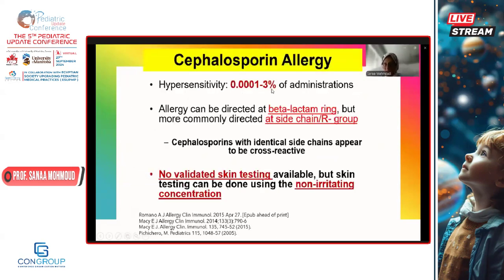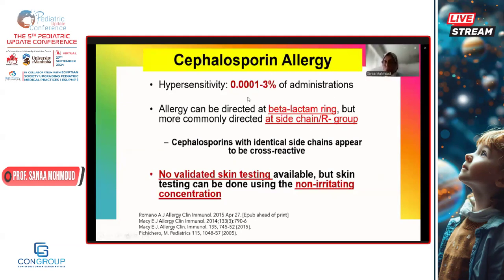With cephalosporin, the hypersensitivity is less, 0.01 to 3%, and can be to the beta-lactam or the side chains. There are two side chains in the cephalosporins, R1 and R2. Cephalosporins with identical side chains will be cross-reacting. You're going to ask me, how do I know? I will give you tables, and you can download this and post it, and of course the pharmacology department should prepare this for each hospital.